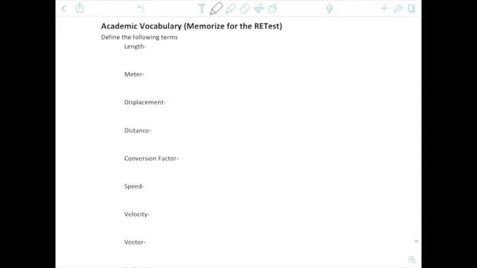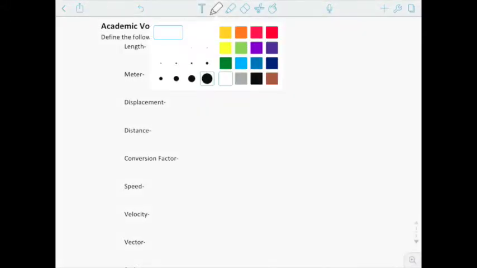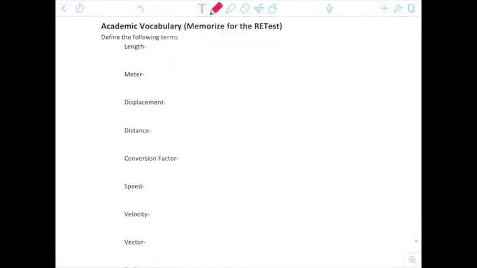Length. Length is the measure from one point to another in a straight line. It's how long something is. The standard unit for length is meters. And after that, we have displacement.